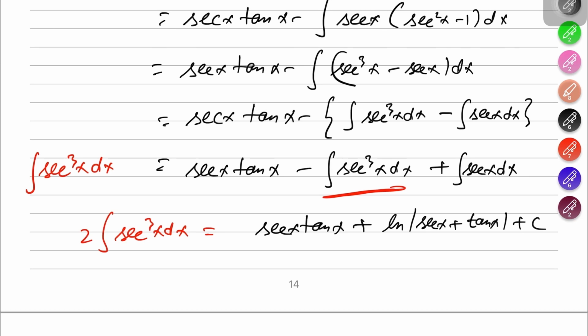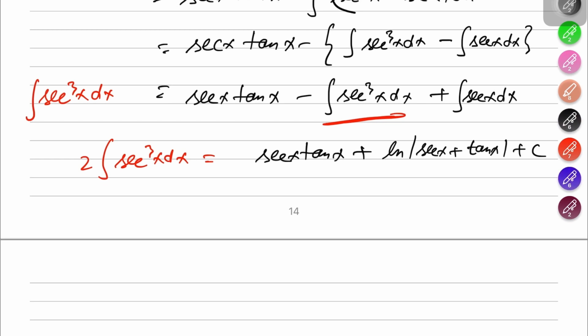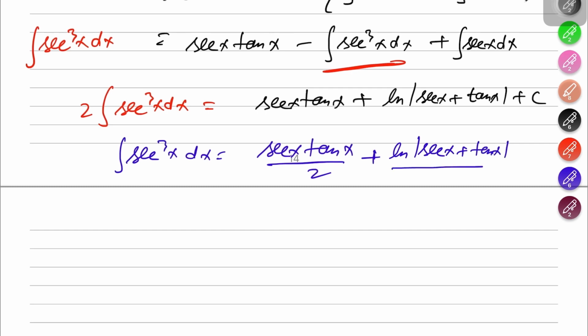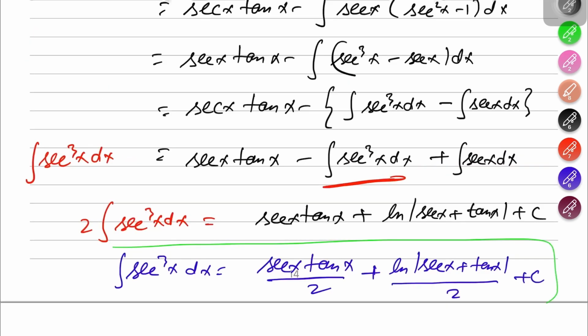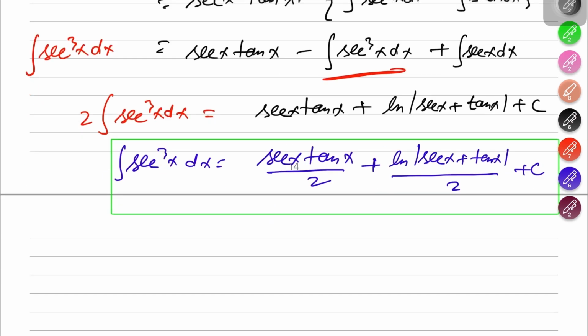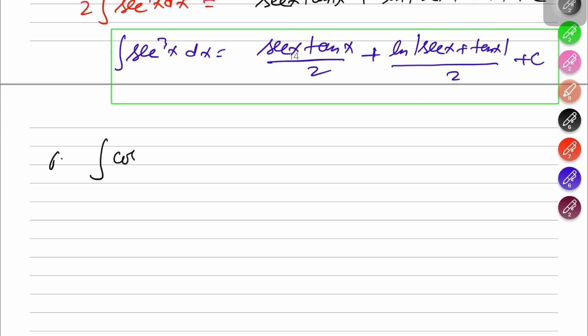So that means we can say the integration of sec cube x dx is sec x tan x upon 2 plus ln mod of sec x plus tan x upon 2 plus constant. So that is the integration of a sec function. Okay, now similarly we can integrate, with a similar approach, cosec cube x dx.